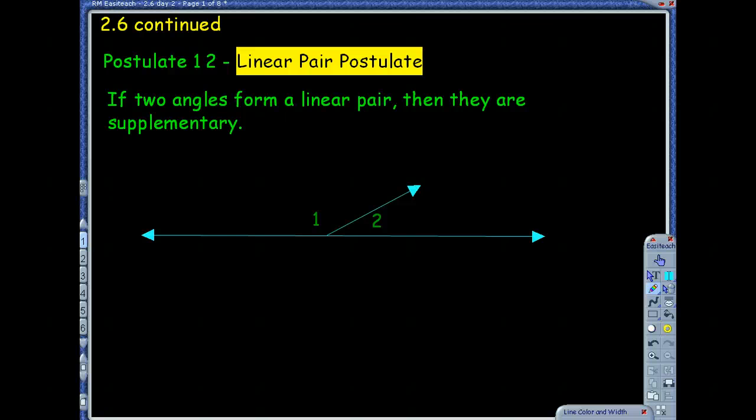We're continuing section 2.6, which is focusing on the angle proofs. Today we're going to learn a couple new things that are going to help us out with a lot of these angle proofs. They give us some more reasons to use. This is postulate 12 in our textbook, but we'll never refer to it as postulate 12. We're going to call this the linear pair postulate, and we'll use LPP as our acronym to remember that. So LPP is the linear pair postulate.